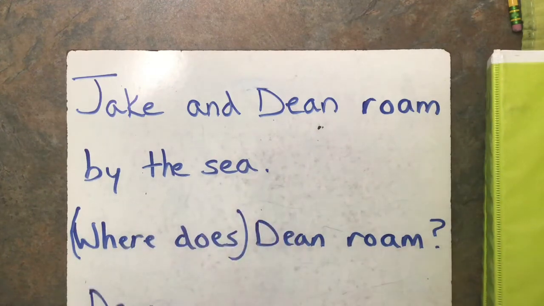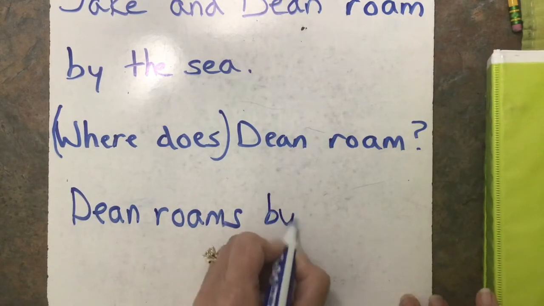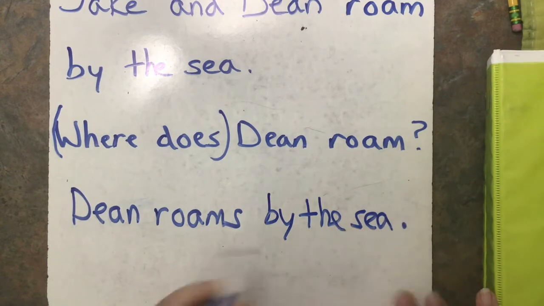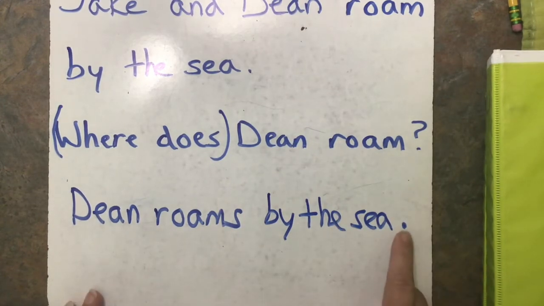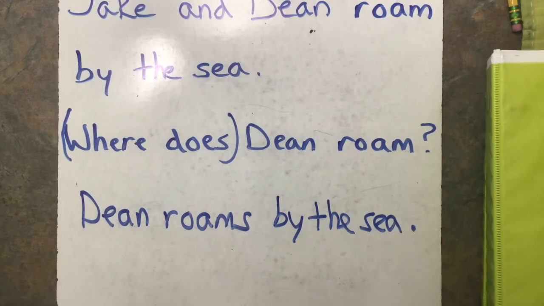It says by the sea, so we need to add that to the rest of our sentence. Dean roams by the sea. And then, of course, our answers always get finished off with a period. We can't forget the period. Start with a capital, end with a period. Okay, let's try one more just for practice sake.